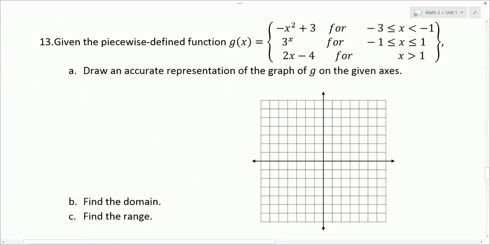On to 13. Here we have a piecewise function, 3 different pieces, and we're plotting them within different domains. When you graph these, it's important to know where these endpoints are. Also important to have some sense of what these equations look like, where the center of that equation, if it has a center, is. So you want to keep all this up front in your mind as you're working through these. So let's look at the first piece.